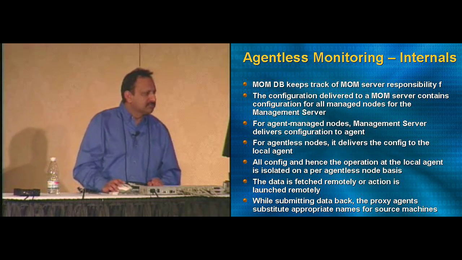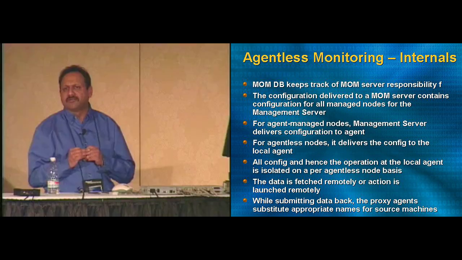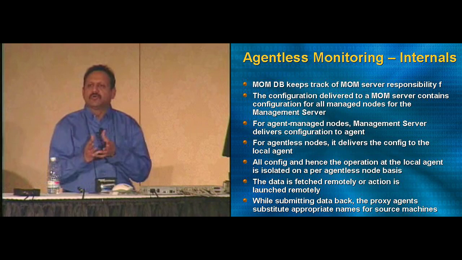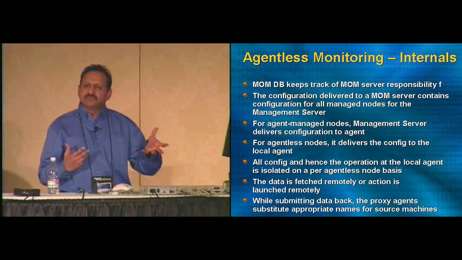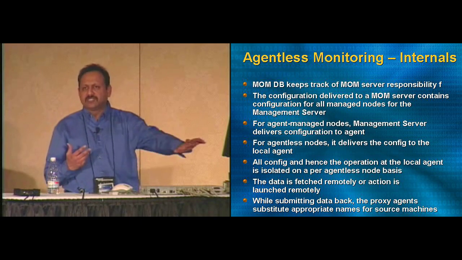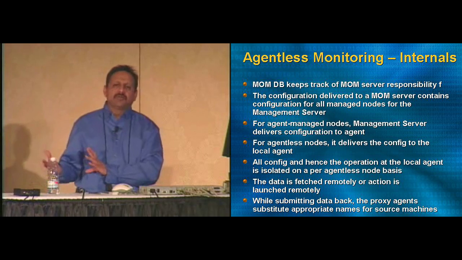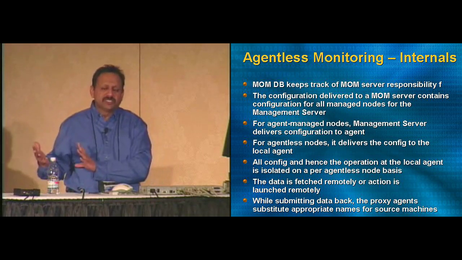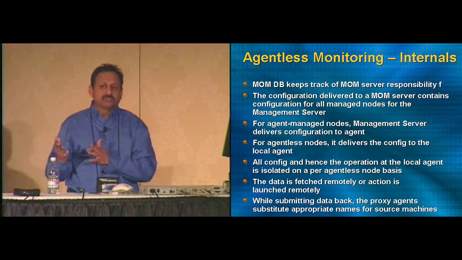And the way that works is the MomDB keeps track of which Mom server is responsible for what managed nodes, regardless of whether they've got agents or don't have agents. It'll send all the configuration over to the management server. The management server, if it's got an agent for it, will make sure that the configuration reaches the agent. Otherwise, it'll tell its local Mom agent. On the server, there's the Mom agent, and that Mom agent proxies for all the managed nodes that don't have agents. Okay? And it makes sure that they're isolated.